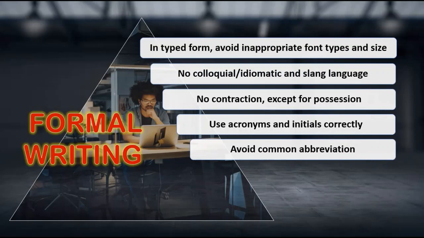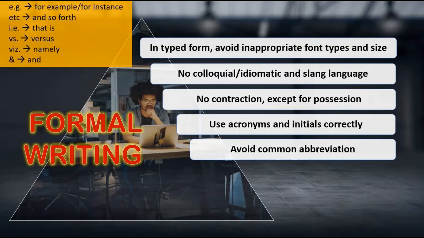And then next, we have to avoid using the common abbreviations. This is usually done often to shorten the time of writing. For example, the use of e.g., exempli gratia, which actually means for example or for instance. And then you have etc., just write down and so forth. And then i.e., it is, just use that is. And then vs. for versus. And then viz. for namely, and the symbol and. Just write down the words.